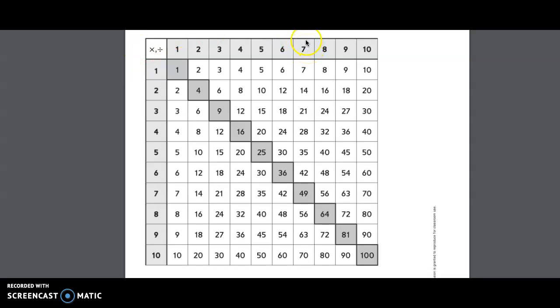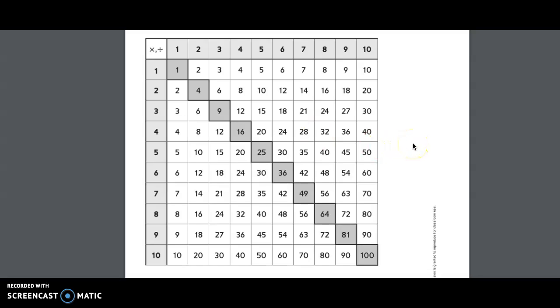What I do is I follow my line all the way down, but I also have to follow it across this way. So here's 4 and here's 7. Where do they meet? They meet at 28. That means the product or the answer of 4 times 7 is 28. 4 times 7 is 28.